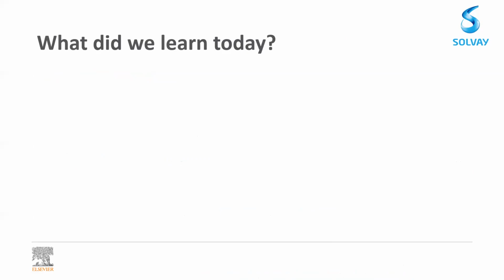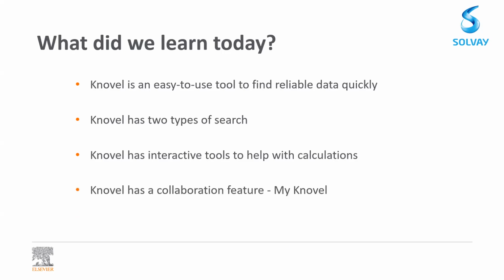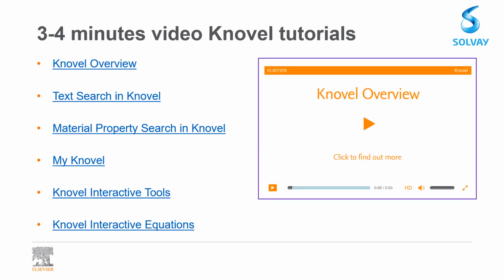What did we learn today? Let's sum up in a few sentences. We learned that Knovel is an easy-to-use tool to find reliable data quickly. We saw that Knovel has 2 types of search, the free text and the one that's based on material properties. We saw that Knovel has interactive tools to help with calculations, the tables, graphs, equation, and we saw that Knovel has a collaboration feature, which is My Knovel, which you can save, set alerts, and share everything you do with everybody you want.